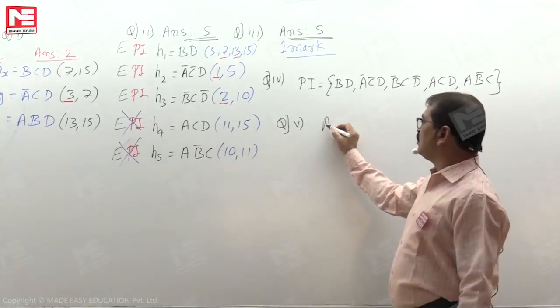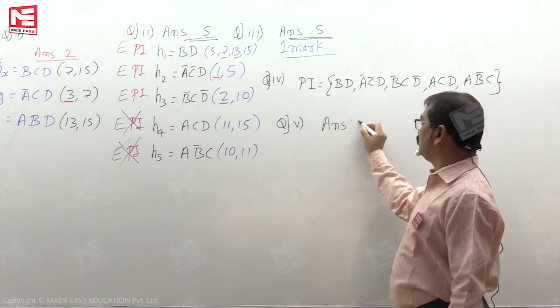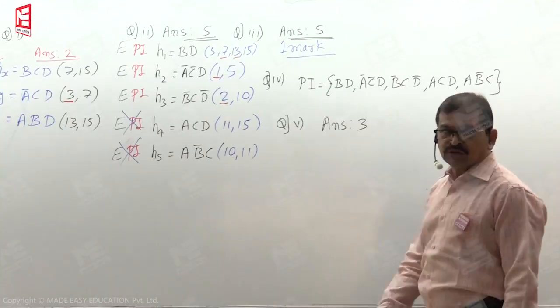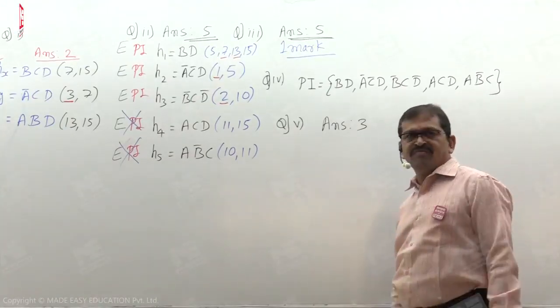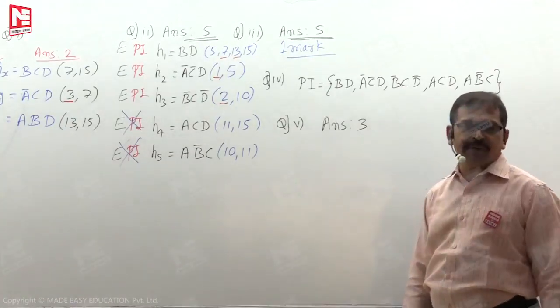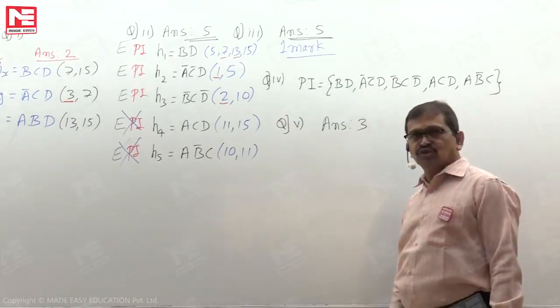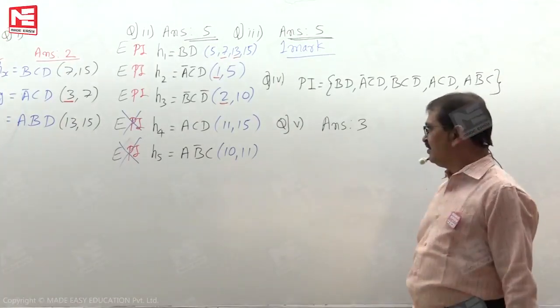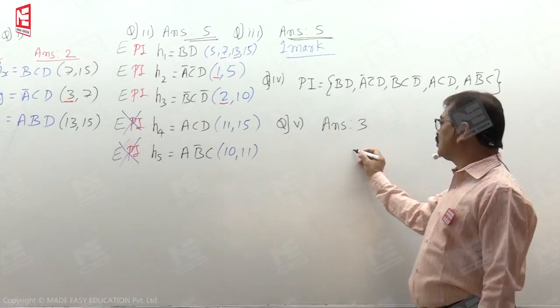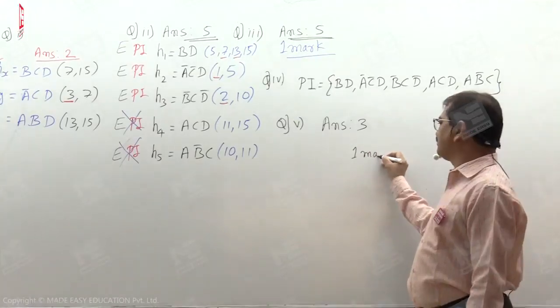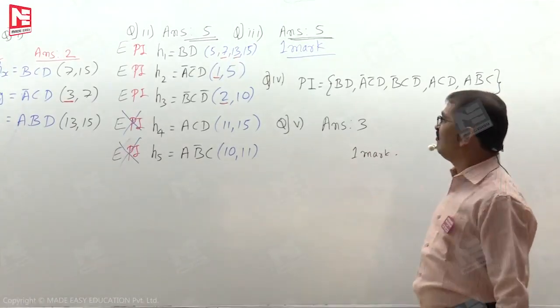Hence, the answer to this question is 3. The question was, for the given function f of a, b, c, d, how many products are essential prime implicants? The answer to this question is 3. Again, it may be a question of 1 mark.